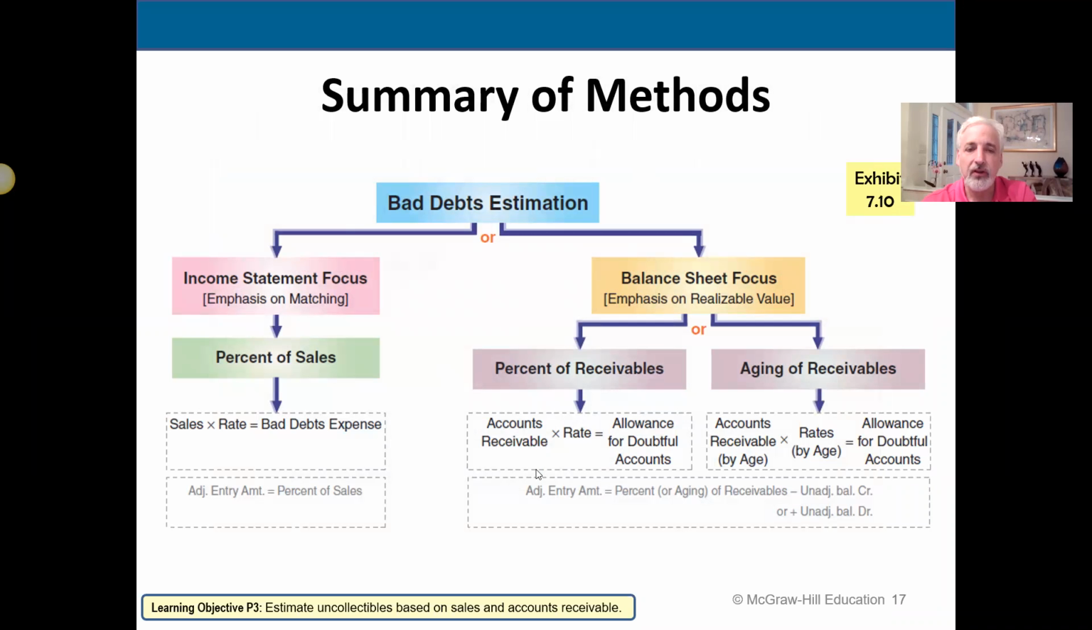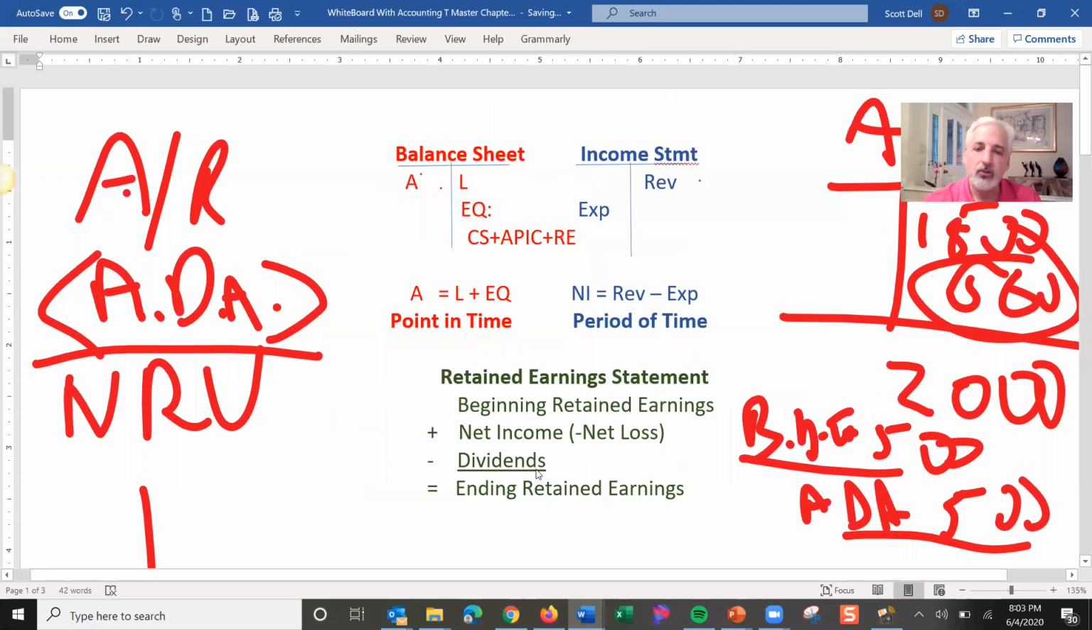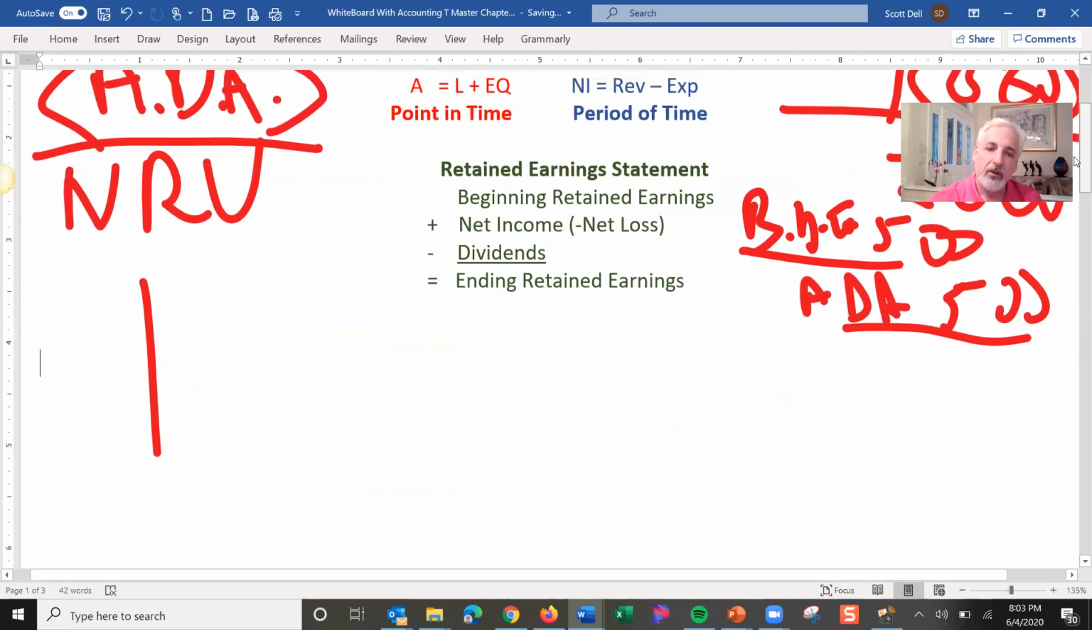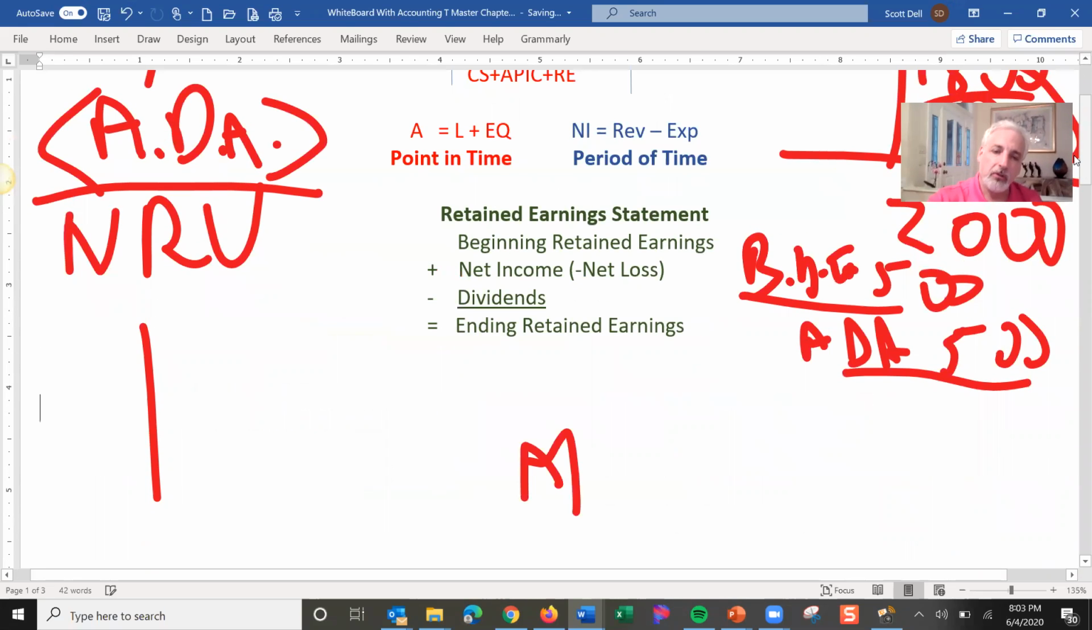So, summary of methods. There's a method of doing percentage of sales and not receivables. I'm only worried about the percentage of receivables method. And the other thing that happens during the month is you might find out about a write-off. You say, well, somebody went bankrupt. So I need to clear the receivable for $1,000.